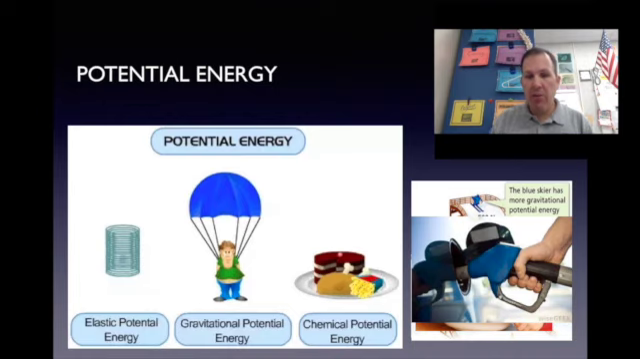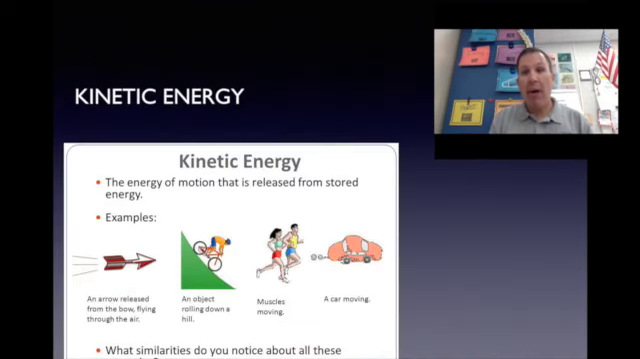Those cars were on the ground and they had a lot of kinetic energy, but they also had a lot of potential energy, chemical potential energy in those gas tanks, right? Okay. Now, potential energy can turn into kinetic energy, the energy of movement, right? When it's released and things move, you have an arrow flying from a bow, or some object rolling down a hill, as you see the cyclist, or your muscles moving, or a car moving.